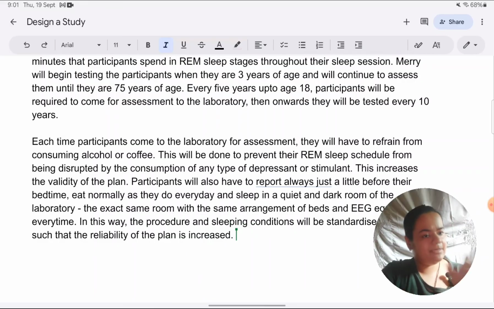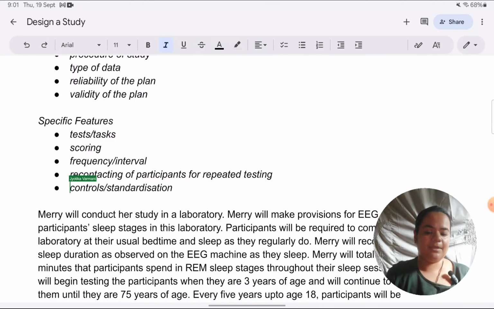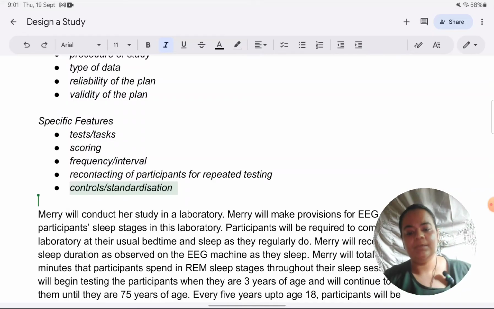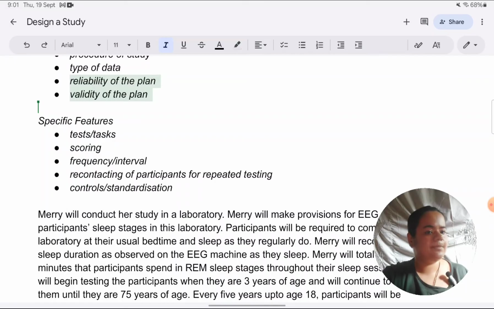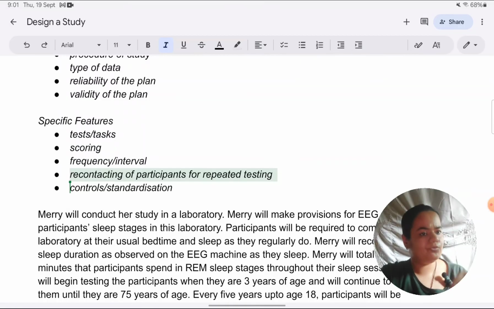So here I have specified controls and standardization, which was a specific feature we need to cover. As I said, you could cover any one of them also, only controls or only standardization, but I took it as an opportunity to cover both the reliability and validity of the plan, which are the general features. One specific feature which I haven't covered yet is recontacting of participants for repeated testing. In the order that I'm following, I think I should cover it in the next paragraph. So like I said, you can move back and forth between the features. That's absolutely acceptable. Whatever you feel improves the organization of your answer and makes it more logical.